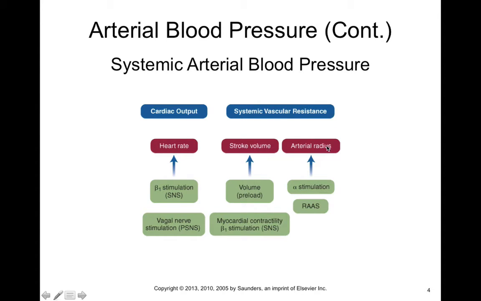Now, some of the factors that can affect the radius of some of your blood vessels would be things like alpha-1 receptor stimulation. So alpha-1 receptors will lead to vasoconstriction of your arteries, which can increase blood pressure by increasing resistance, as well as this system called the RAAS, or the renin-angiotensin-aldosterone system, which is more of a mechanism of long-term blood pressure regulation that involves a variety of organs like your kidneys, your lungs, and blood vessels.